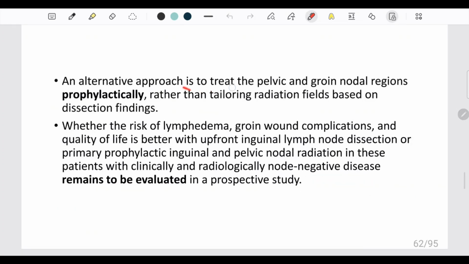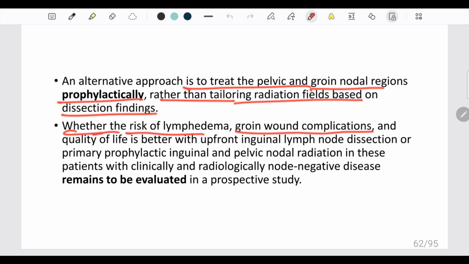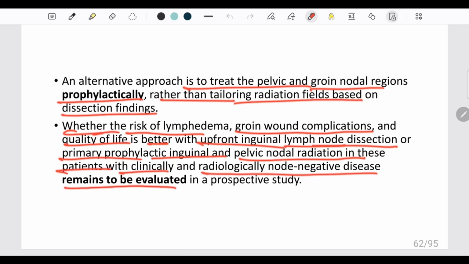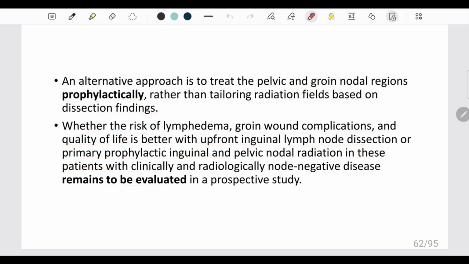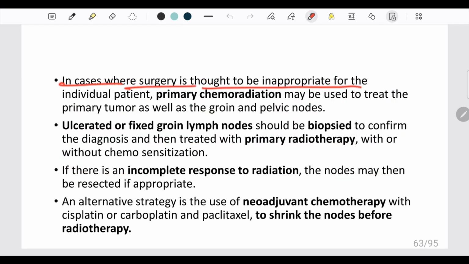An alternative approach is to treat pelvic and groin nodal regions prophylactically, rather than tailoring the radiation field based on dissection findings. Whether the risk of lymphedema, groin wound complications and quality of life is better with upfront inguinal lymph node dissection or primary prophylactic inguinal and pelvic nodal radiation in patients with clinically and radiologically node-negative disease remains to be evaluated in a prospective study. In cases where surgery is thought to be inappropriate for the individual patient, primary chemoradiation may be used to treat the primary tumor as well as groin and pelvic nodes.